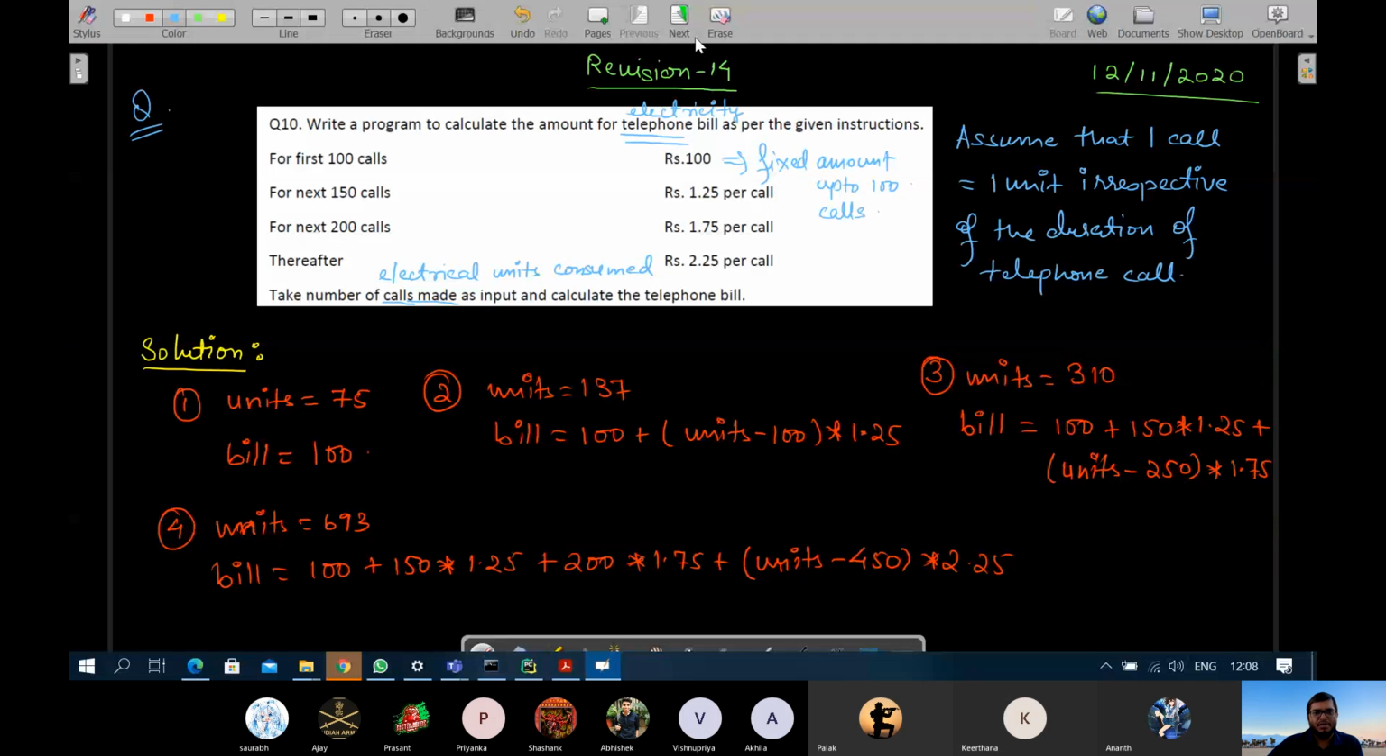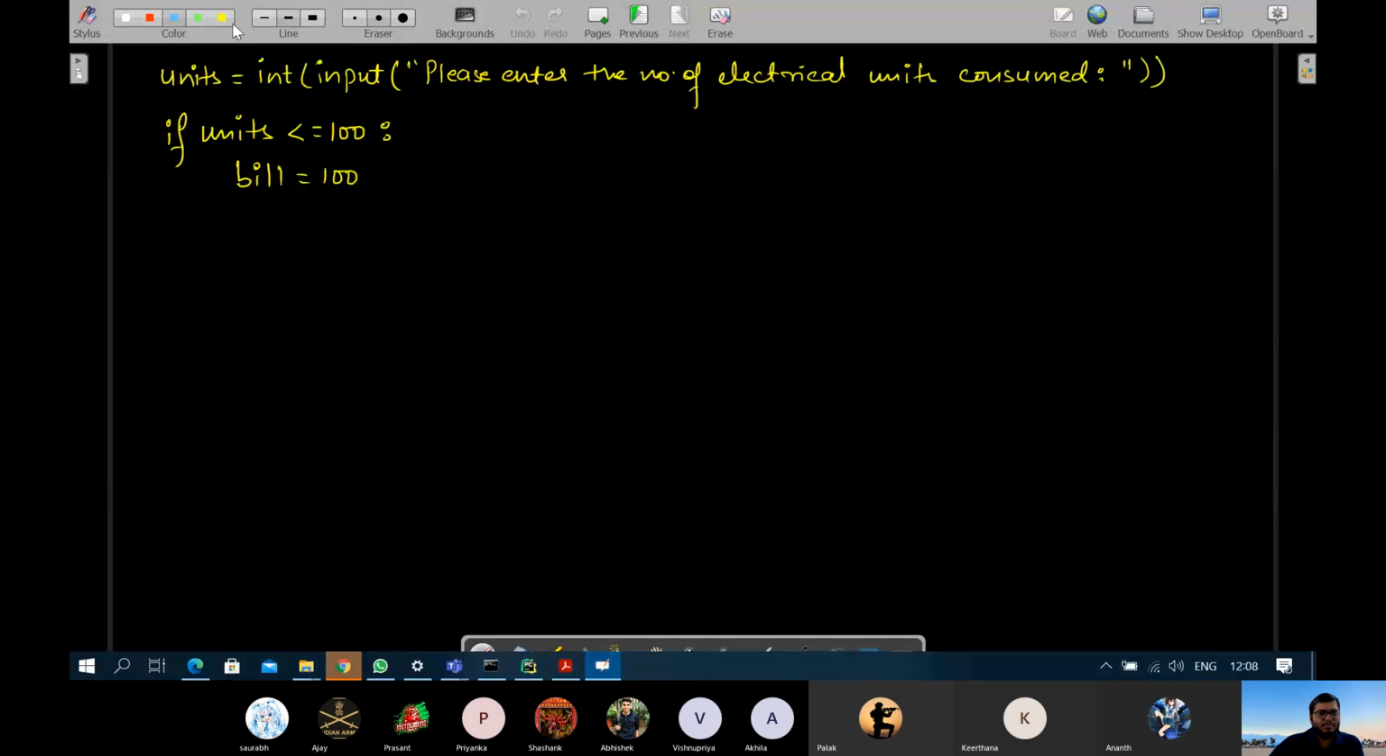अभी हटेगा कैसे? हाँ, right. So now, if the number of units is less than equal to 100, okay, so you can also add one more check.